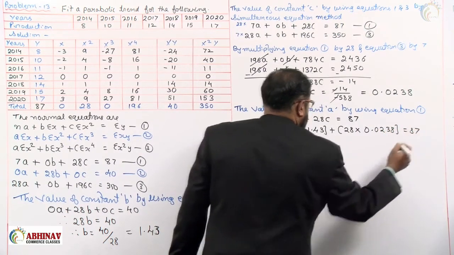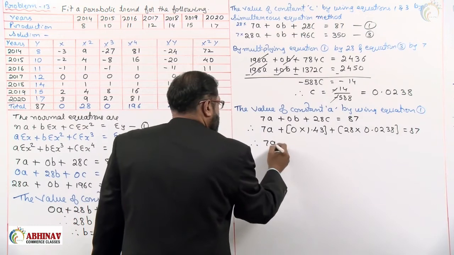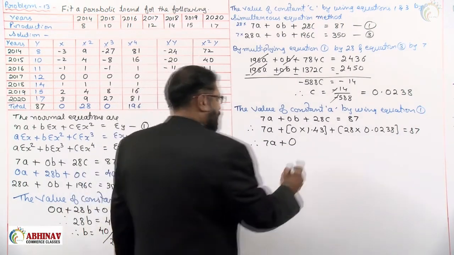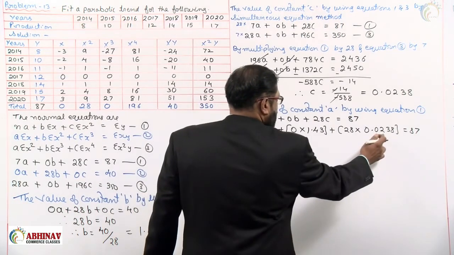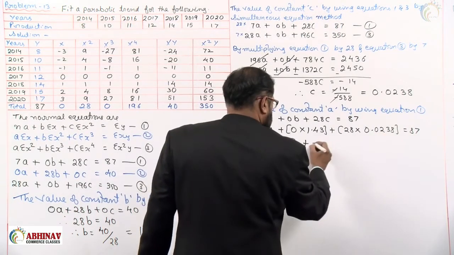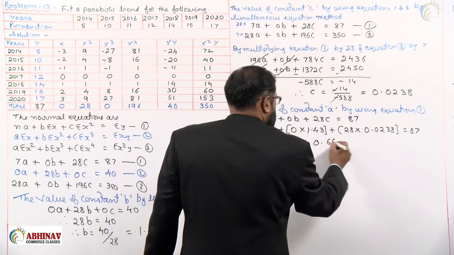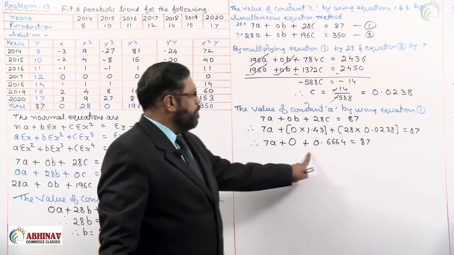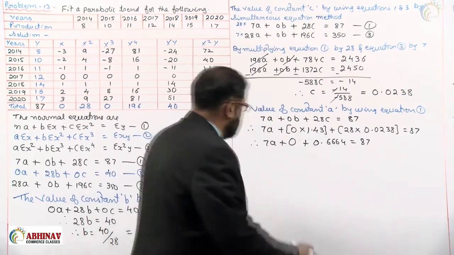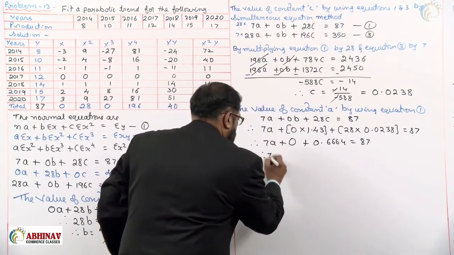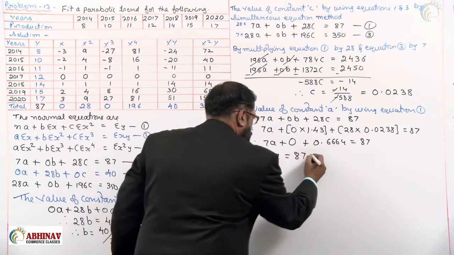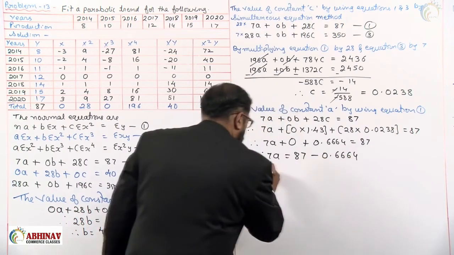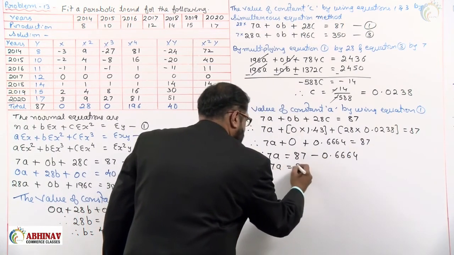is equal to 87. So 7a plus, when you multiply, you get a 0, plus 28, when you multiply with 0.0238, the answer what we get is 0.6664 is equal to 87. Now this will transfer. It becomes minus. 0, leave it. So what remains? 7a is equal to 87 minus 0.6664.